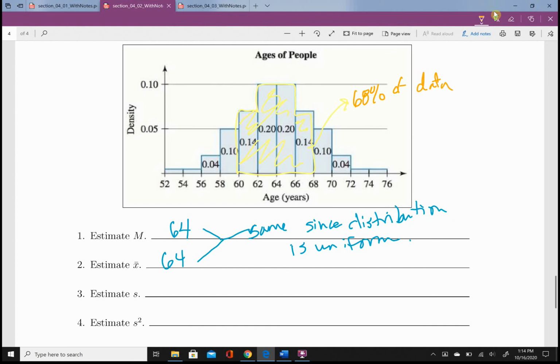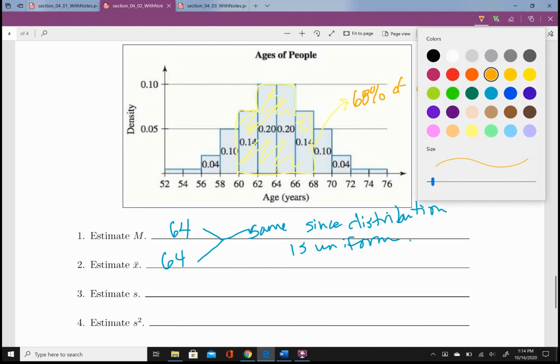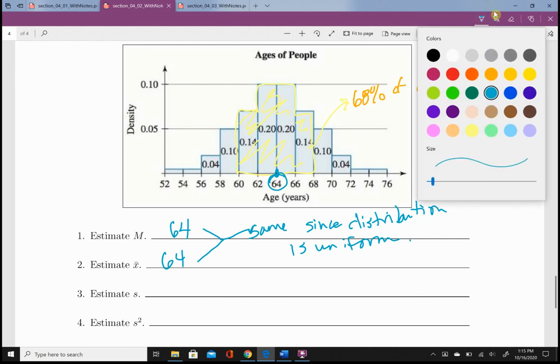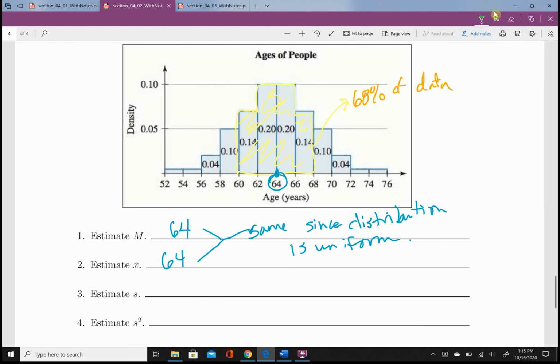So that means that this distance from the mean, which was 64, the mean is 64, that distance from here to here should be the standard deviation, right? Let's make that an even more distinct color. So from here to here is the SD. So what's the difference between 64 and 68? Well, that'll be 4. So I'll estimate that the S value is 4. And S squared, well, just square it. That'll be 16, and that's the variance. Okay? Cool, cool.